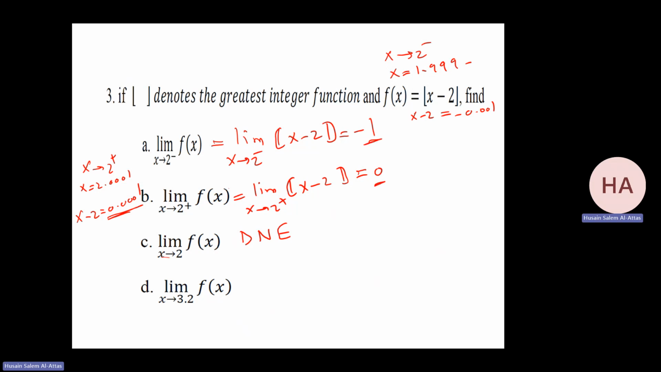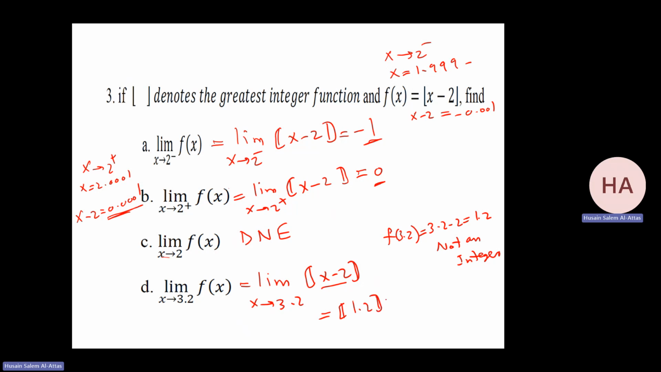Now, when it comes to 3.2, I want to find the limit. Do I need to do it from left and right? First, since it's a linear function, I just substitute. So it will be f of 3.2, which is 3.2 minus 2, 1.2. This is not an integer, so I can do the calculation. The greatest integer of 1.2 is 1.